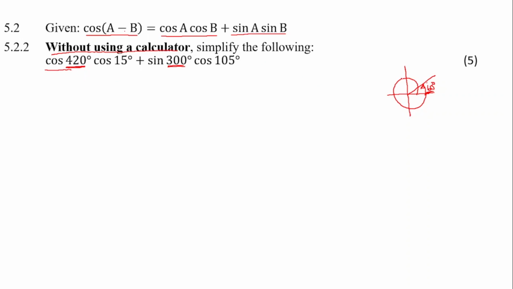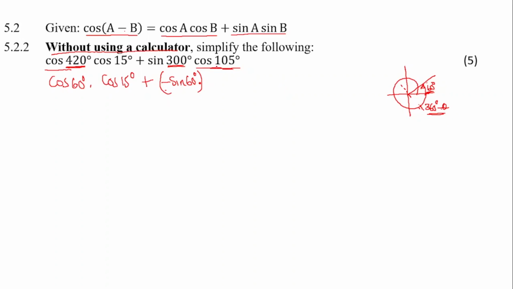Then you can use your normal reduction formula. Okay, right, so here this is just the same as cos 60 degrees, and then cos 15 degrees, and then plus 300 is in the fourth quadrant. Fourth quadrant is 360 degrees minus theta, so it means it's 360 minus 60. This should be the same as negative sine 60. In the fourth quadrant, sine is negative, so this is negative sine 60 degrees.